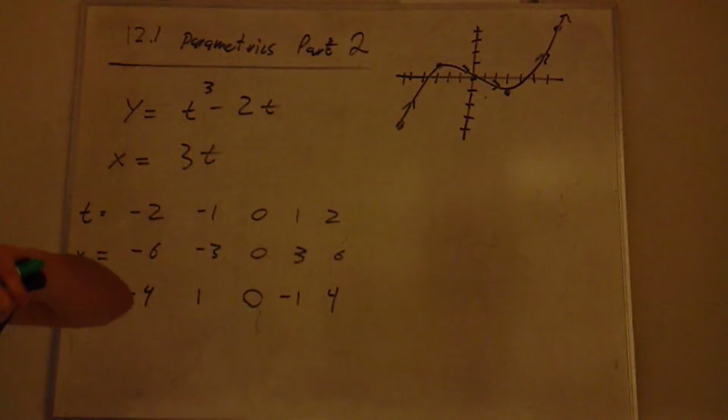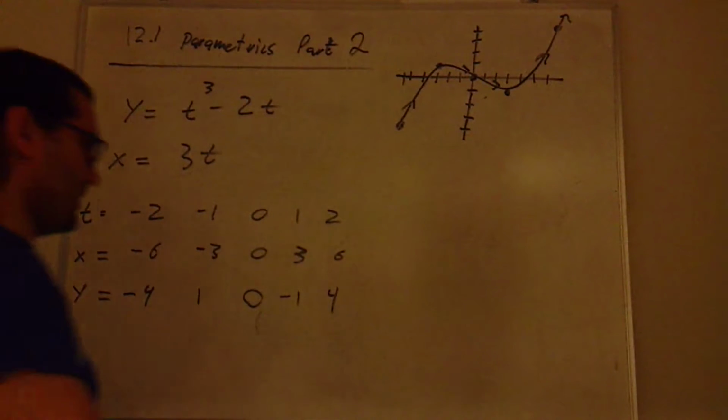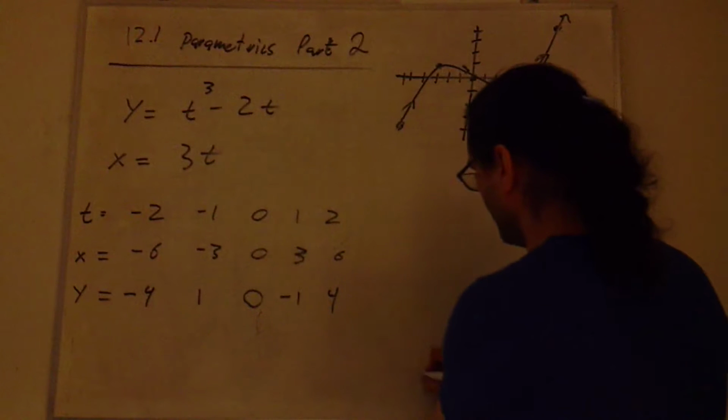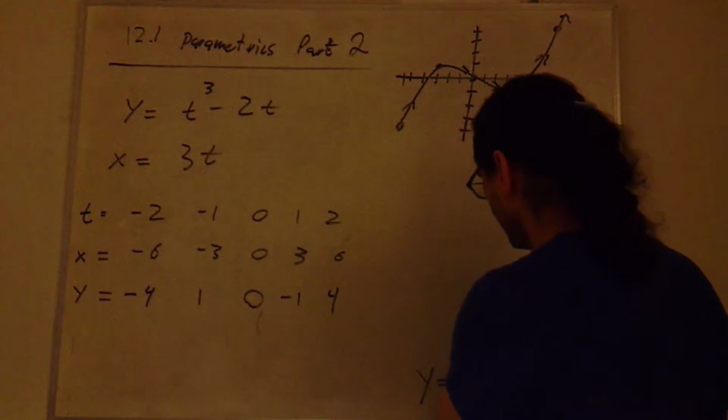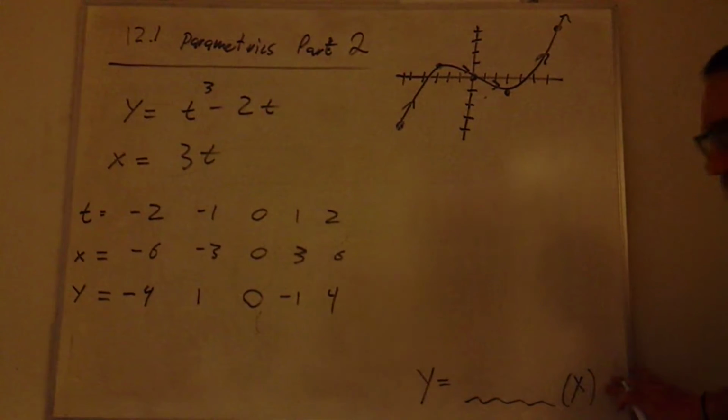Now the next goal is to see if we can create an implicit formula for this function. That is, instead of having x and y defined separately in terms of t, I'm going to see if I can create, as my goal, something that just looks like y equals some function of x. This is where I want to end up.